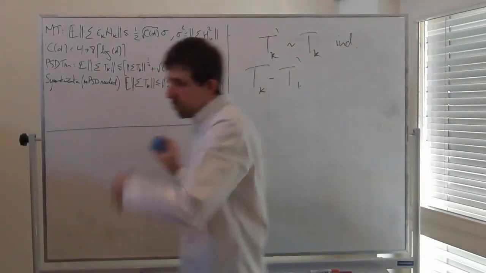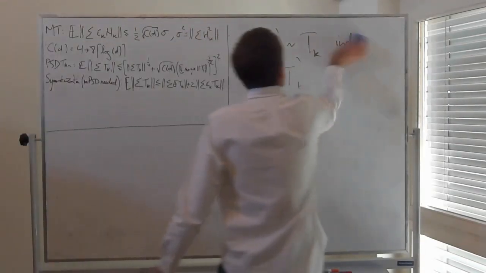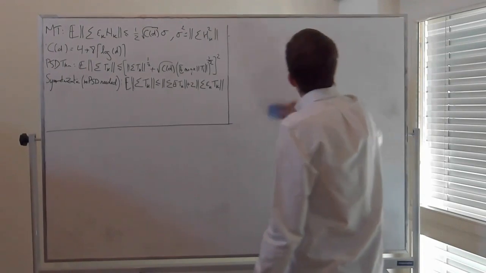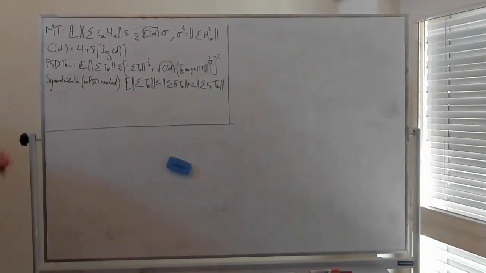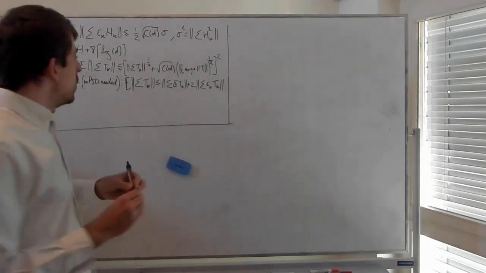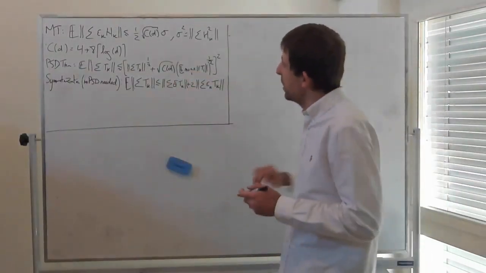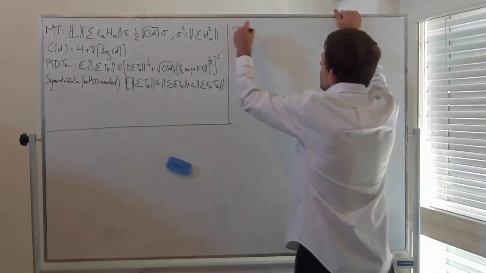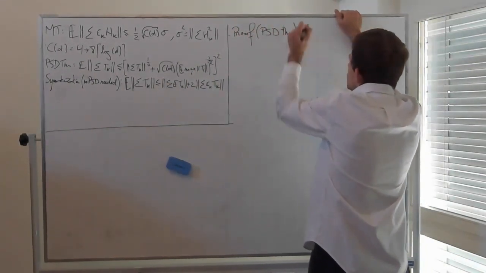This sequence of proofs follows exactly the ideas in a very nice note by Tropp that is referenced in the lecture notes for the course. Okay, so now that we have symmetrization, we can go ahead and prove our theorem. We can prove our PSD theorem. So, proof of the PSD theorem.